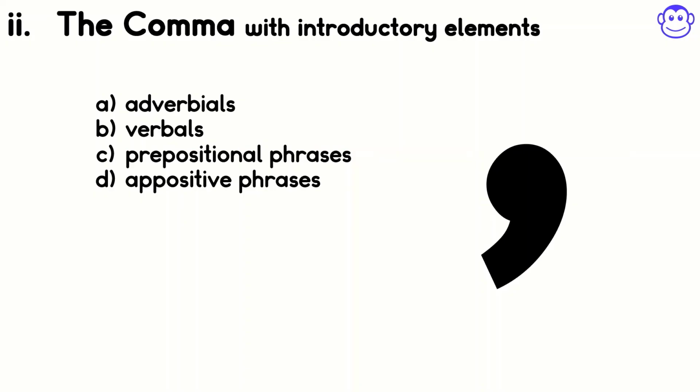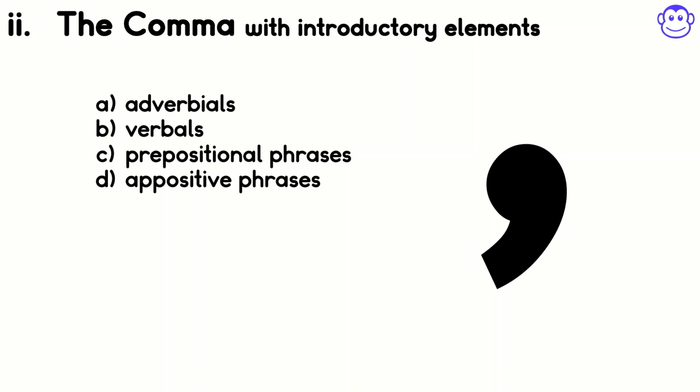So, to review everything, we should always use a comma following introductory adverbials and verbals. With prepositional phrases, we only have to use the comma if the phrase is long, or there is more than one, or if the addition of the comma aids clarity. And we should not use a comma if a phrase is immediately followed by a verb.